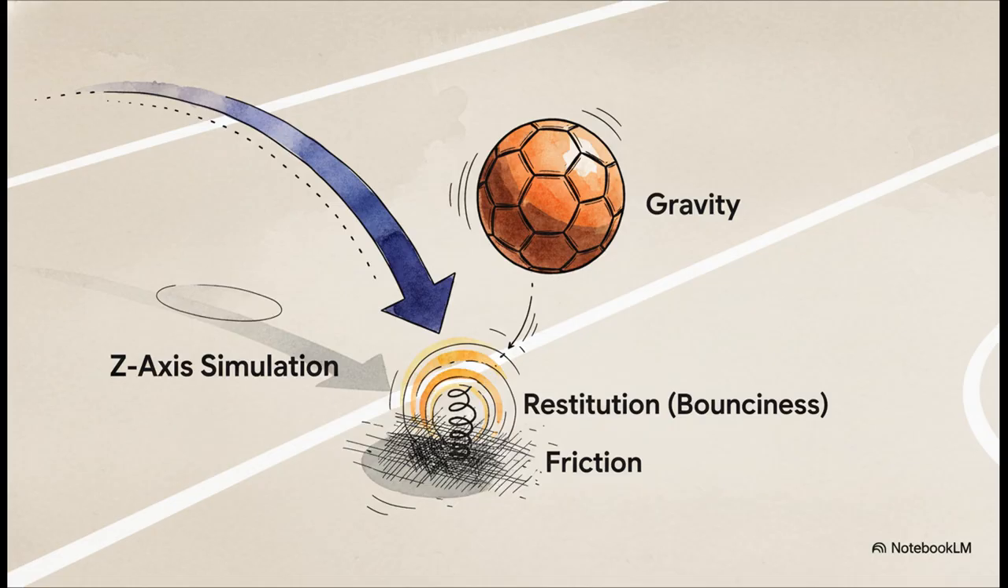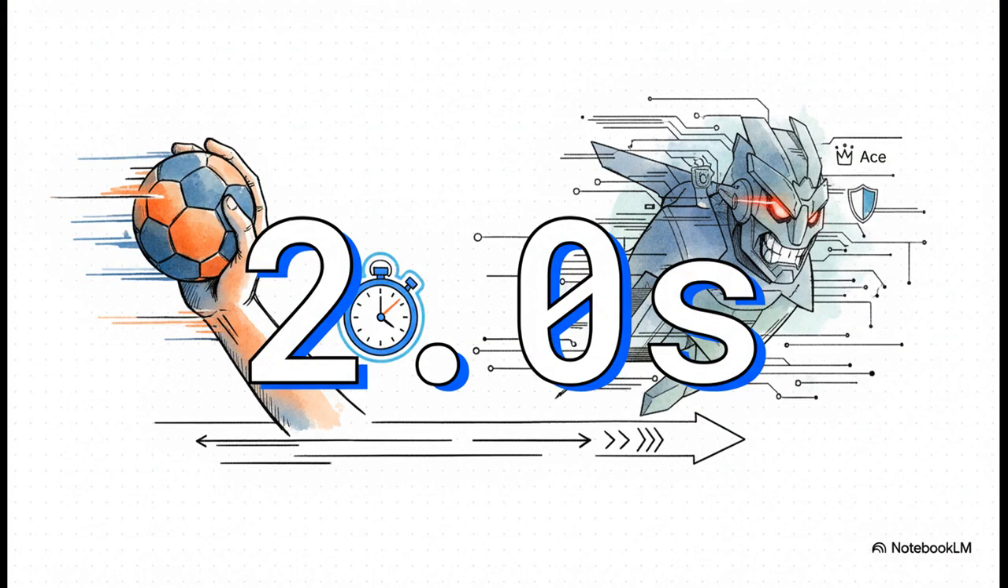You need gravity to pull the ball down, you need friction so it slows down when it rolls, restitution, that's just a fancy word for how bouncy it is, and then a really clever trick to simulate a z-axis, which creates that awesome illusion of height as the ball flies through the air. Every single one of these things has to be tuned just right. And the detail went way beyond just physics.